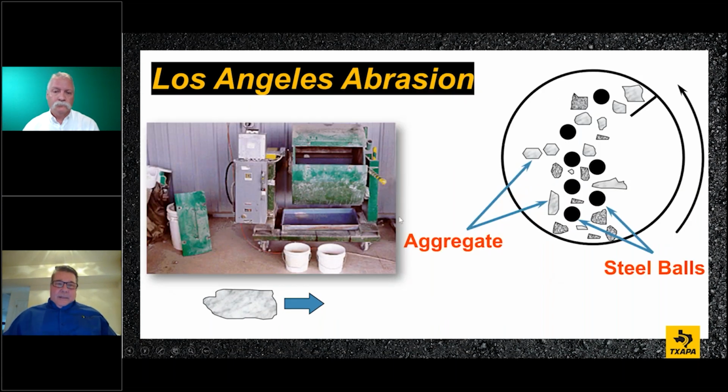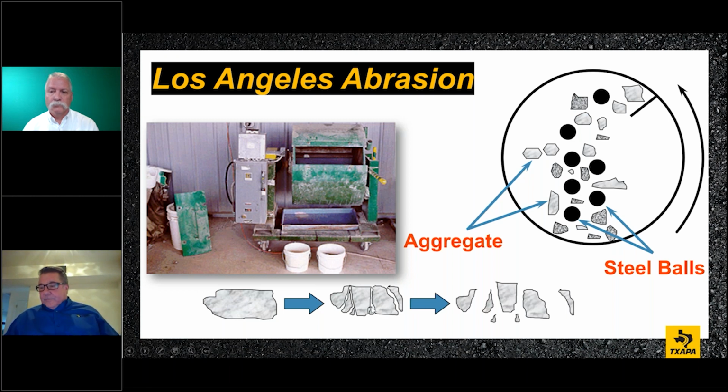The LA shows how much the aggregate degrades in resistance to impact. These steel ball bearings in here are 2 inches in diameter, and there's a little paddle up here. That paddle and these balls run around, and it shows how much this aggregate breaks down. The test procedure calls for you to screen it over a number 12 sieve to see how far it breaks down. Again, it's durability and resistance to degradation.